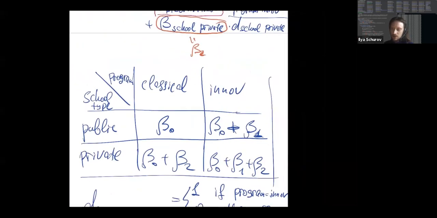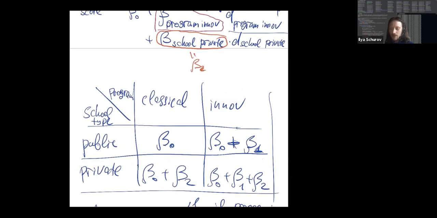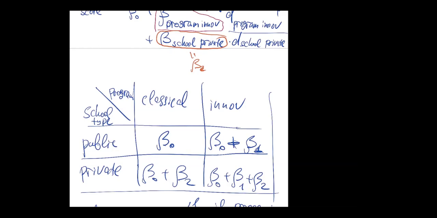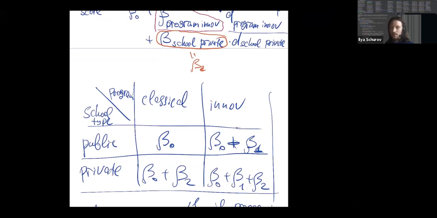But we expected that we have some additive effects. So the only way how they can work both is just by adding the corresponding effect. So we have effect of innovative program, this is beta 1. We have effect of private school, this is beta 2. And if both are turned on, then both terms are added. And this is the only way in our original model how these two effects can work together. So we take into account both effects, but we expect here that they just simply sum up. But sometimes effects do not simply sum up. Sometimes something more complicated happens.